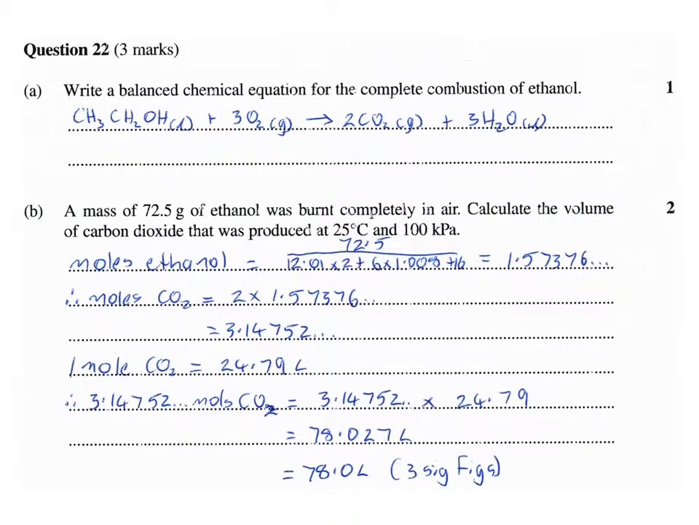Now, the thing we need to do then is, that gives us just the moles of ethanol, we need to work out the moles of CO2. Now, if we go back up to this equation, we've got a ratio of 1 mole of ethanol to 2 moles of carbon dioxide gas. So that means for every mole of ethanol that is burnt, 2 moles of CO2 gas are produced.